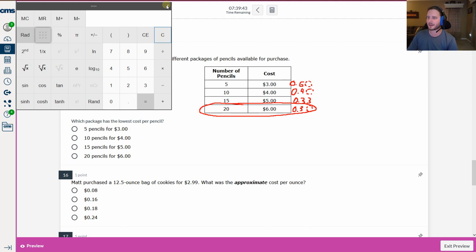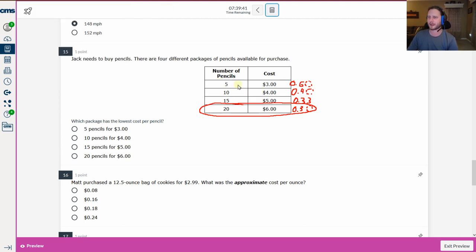You're spending more money, but let me put it this way. You could spend $3 to get 5 pencils, or you can spend $6, twice as much money, to get 4 times as many pencils. Clearly a much better deal.